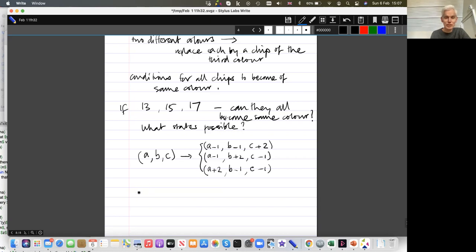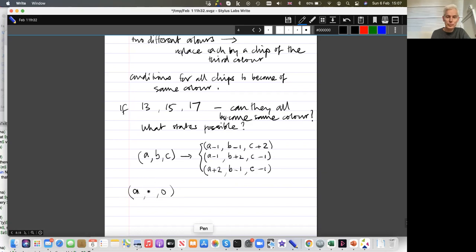like, for example, if you start with A, 0, 0, then we can't take two chips of different colors and replace them by chips of the third color, because there aren't chips of different colors. Let me just check whether it said you start with a positive number of chips, because that might make a difference. No, it just said A white, B black. It didn't say they couldn't be 0. So if you've got two zeros, then you're stuck.